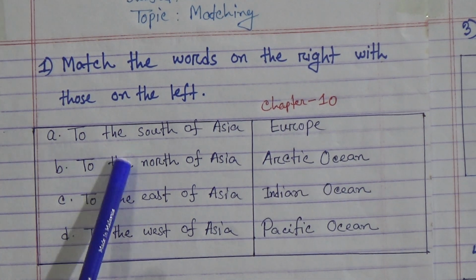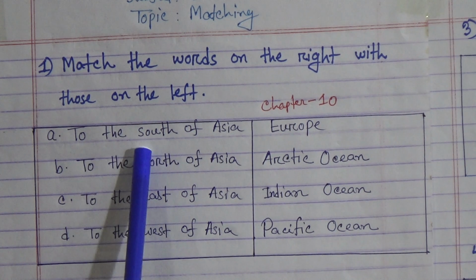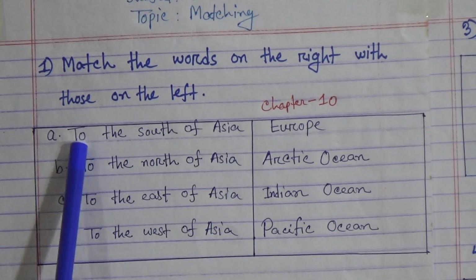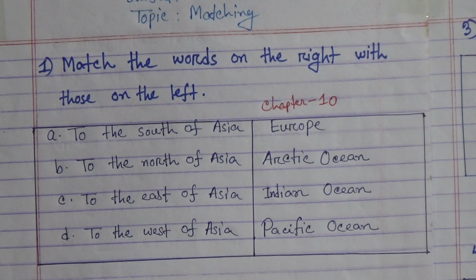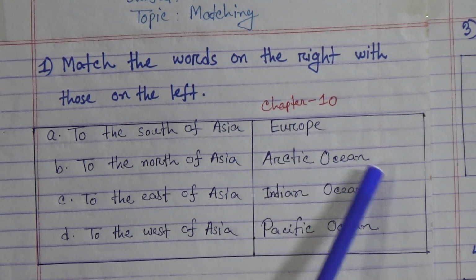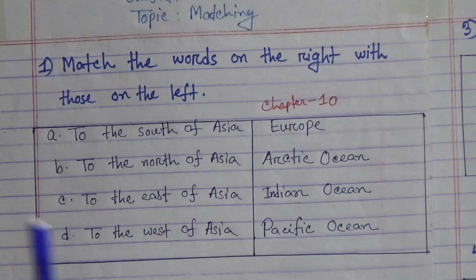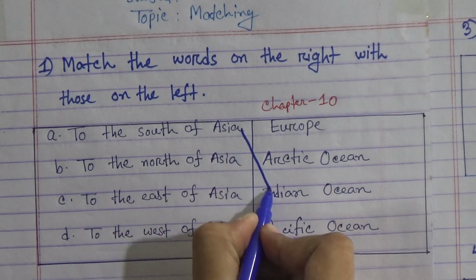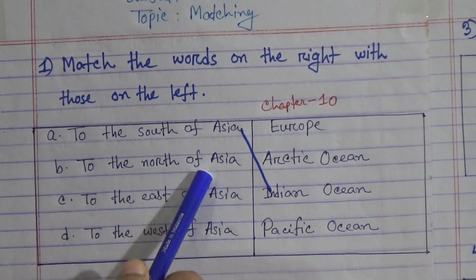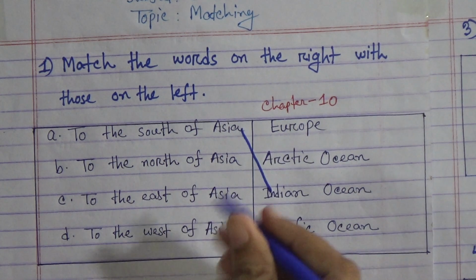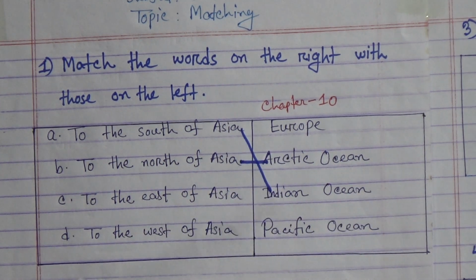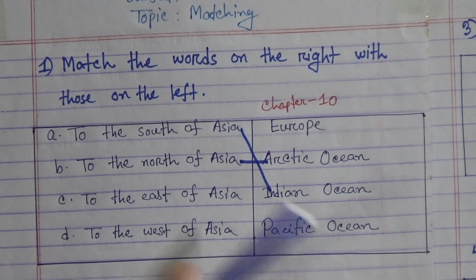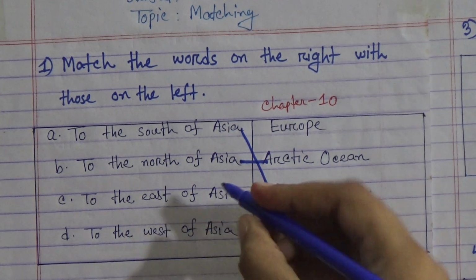Now number 1, A, to the south of Asia. Here are given Europe, Arctic Ocean, Indian Ocean and Pacific Ocean. In your map you can see that to the south of Asia, that means Indian Ocean. Now B, to the north of Asia, it is Arctic Ocean, and to the east of Asia, Pacific Ocean, and to the west of Asia, it is Europe.